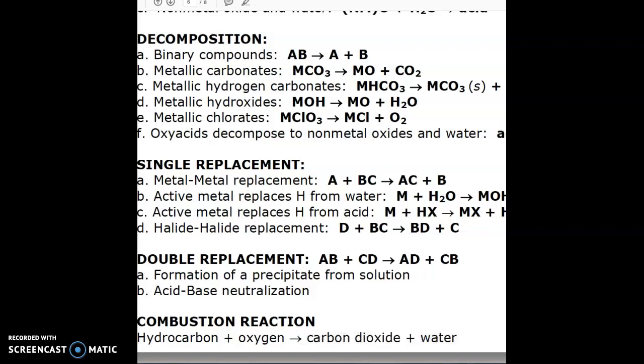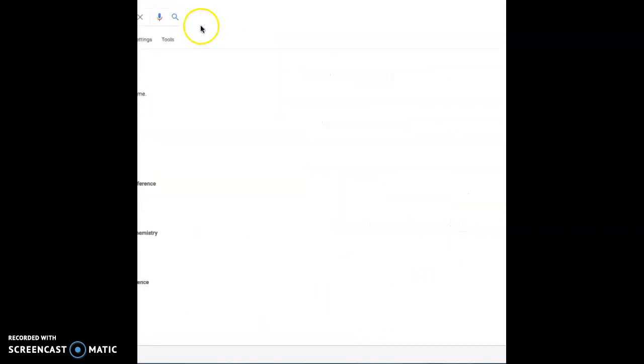Those are the ones you need to choose from. The only ones: synthesis, decomposition, single replacement, double replacement, and combustion. That's what the state of North Carolina gave you. Now let's go ahead and get started answering the questions then.